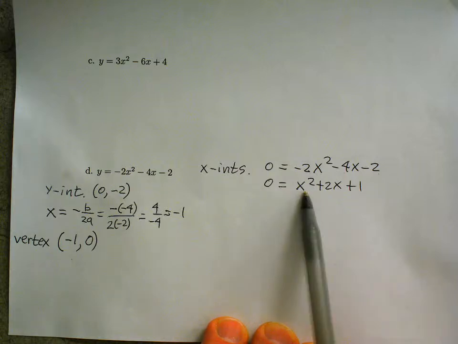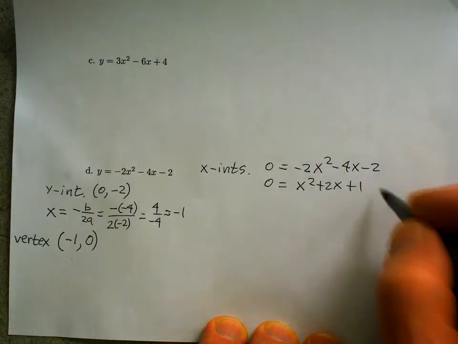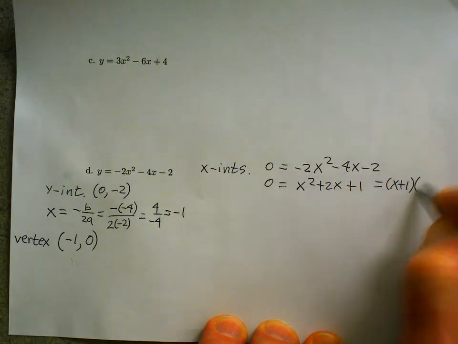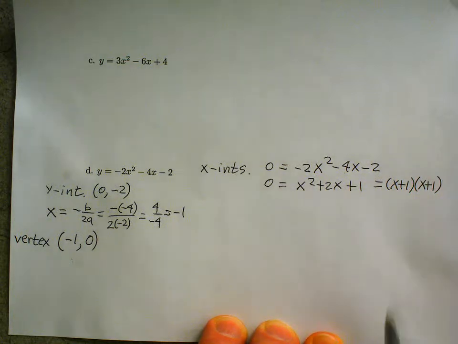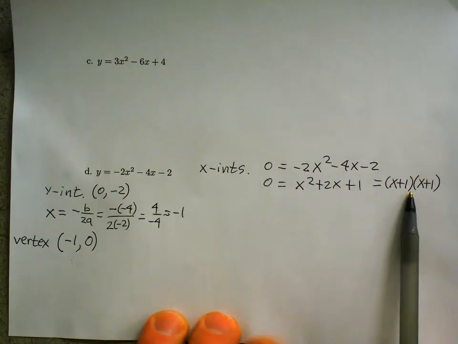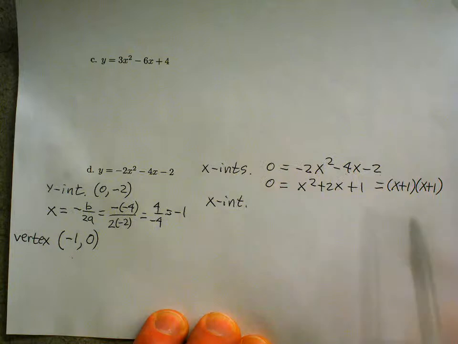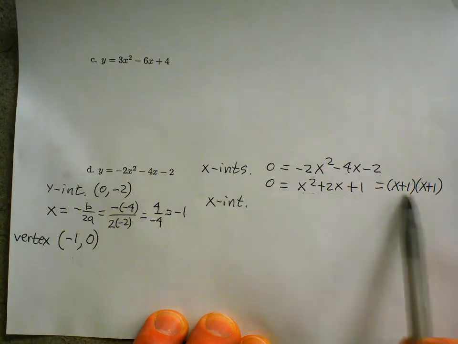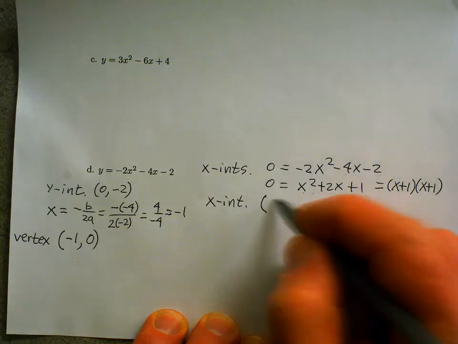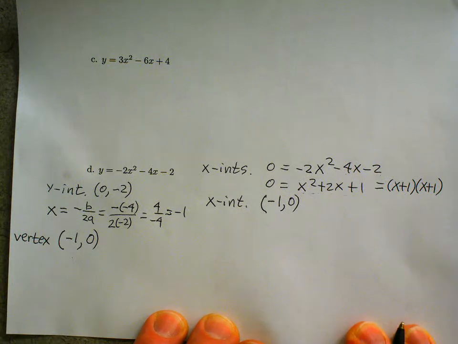And then we can easily factor x squared plus 2x plus 1. The two factors are x plus 1 and x plus 1. So this verifies that there's exactly one x-intercept. In other words, this is a perfect square trinomial. So the equation has one repeated solution, and so there's only one x-intercept.